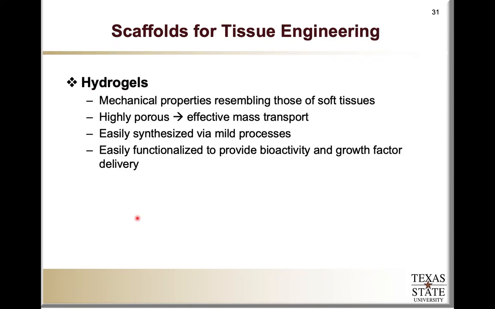Now, we have already mentioned that hydrogels have very good properties for tissue engineering applications, because their mechanical properties resemble those of soft tissue. They are highly porous, which allows for good transport of nutrients to the cells and metabolites out of the cells, so that makes them very suitable for this application. They're also very easily synthesized through a number of processes, which we have already discussed in previous lectures, both chemical and physical, and they're easy to functionalize to provide bioactivity, because remember that we have to provide cell adhesion peptides, growth factors, and the right mechanical cues to enable the cells to grow.